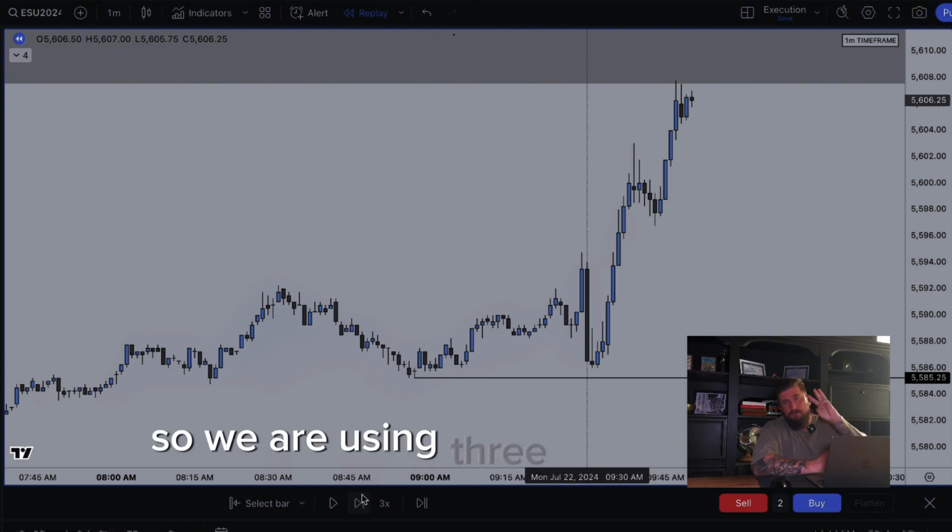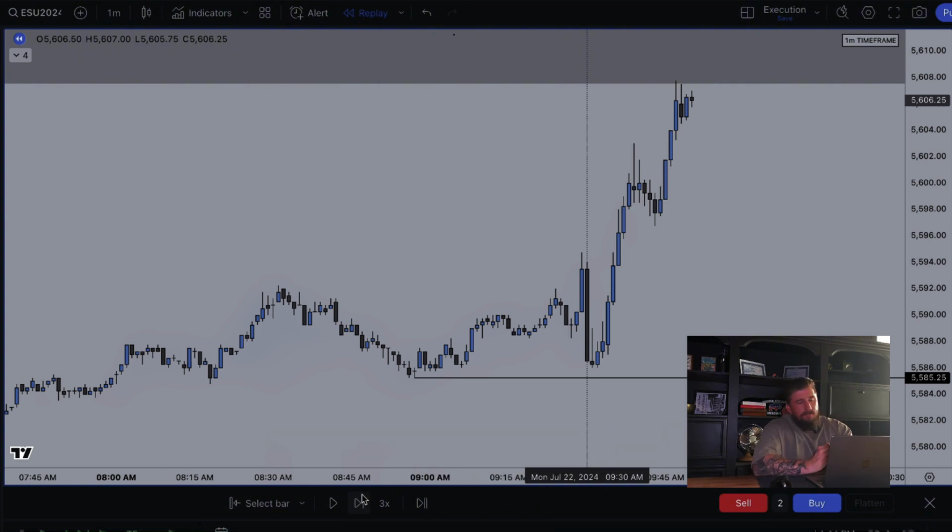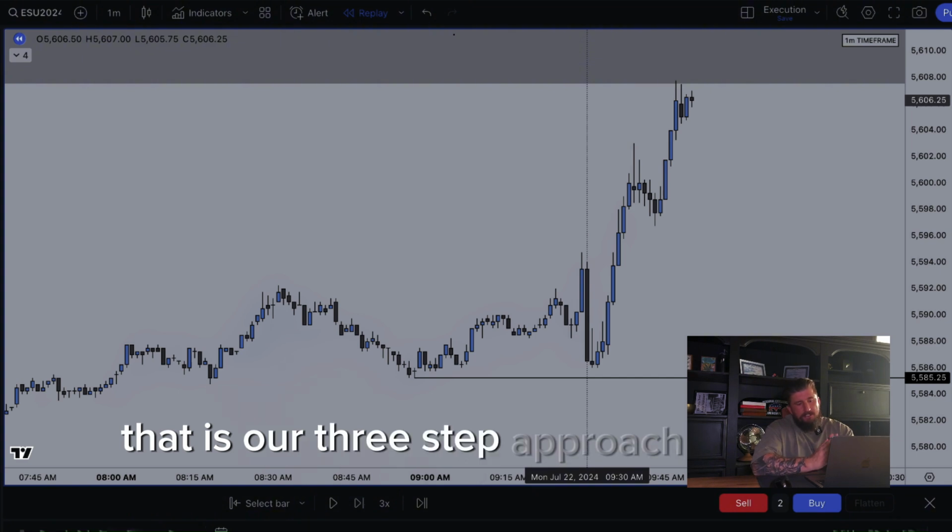So we are using 3 steps for this process. A higher time frame level, something that is important, something that is relevant. We want a lower time frame entry model, and we want a logical target. That is our 3-step approach for this setup.